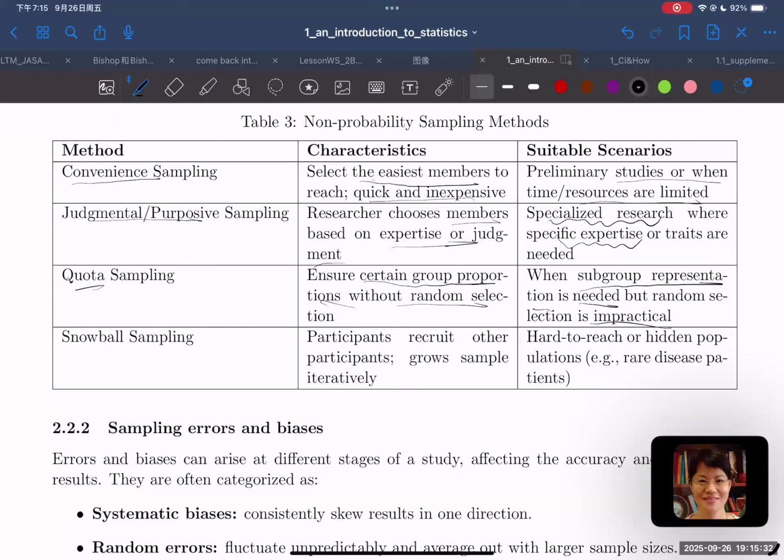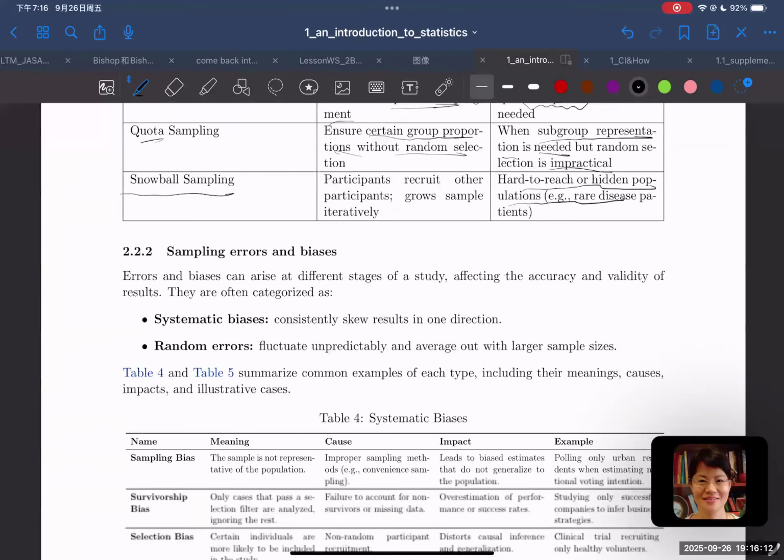Next one is about snowball sampling, 滚雪球. This is a typical non-probability sampling method. In such a situation, the participants recruit other participants, so it can grow the sample iteratively. For example, you can build a website and ask people to do something, and you give them some incentive, right? It is used for hard-to-reach or hidden populations, like a rare disease, and then you choose such a way. So these are several sampling methods.